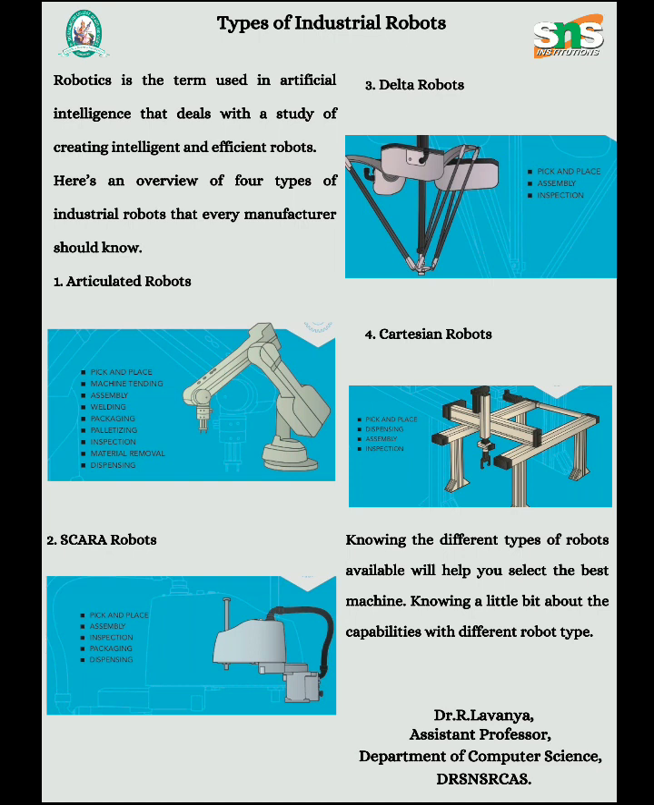Before we go into the robots, here is what robotics is. Robotics is the term used in artificial intelligence that deals with the study of creating intelligent and efficient robots. Here is an overview of 4 types of industrial robots that every manufacturer should know. So, the first one is the articulate robot.